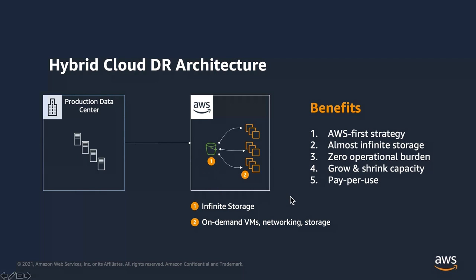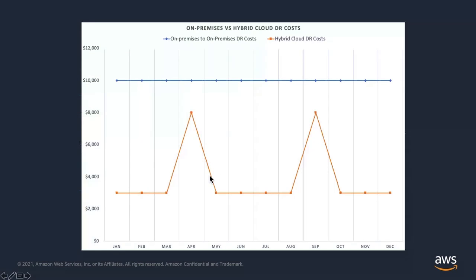You can grow and shrink capacity and you can pay per use, which means that you don't have to suffer through very high expensive hardware refresh costs. And all of this can be translated. If you look at your cost curves, the blue curve here is if you were to do on-premises to on-premises DR costs. Because of all the aspects that I just mentioned, you need to assemble compute, storage, networking, firewall, space and power. All of that upfront is a static allocation of cost.